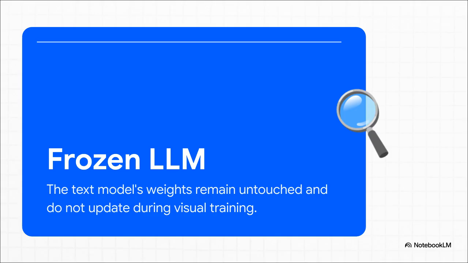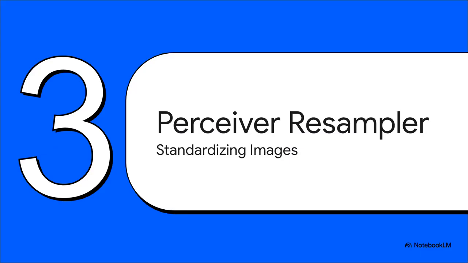Think of the model's brain like Han Solo frozen in carbonite. Its pristine, highly capable text reasoning was perfectly preserved with zero risk of being overwritten or ruined by the new experimental image data. But wait, if the brain is frozen, how do you actually get the images inside?